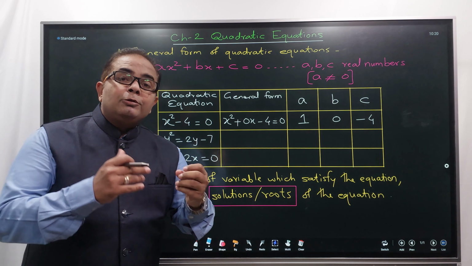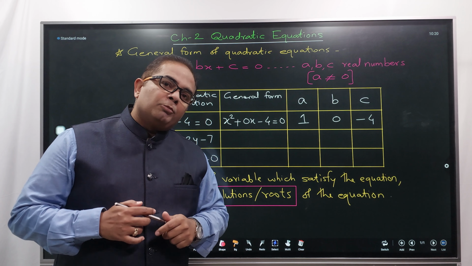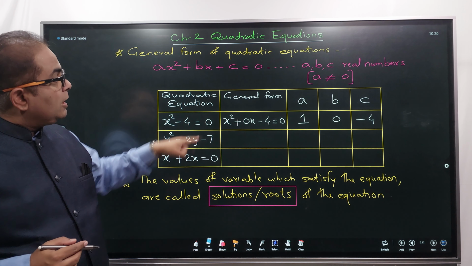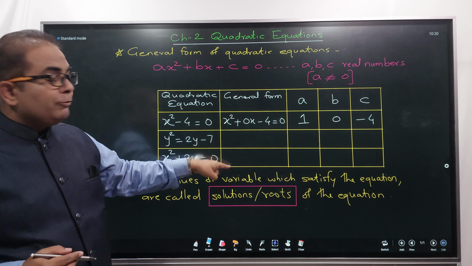Okay, now let's solve this table which is given in your book. What have they given? Quadratic equations, general form we have to write, a b c values we have to write. The first one they have already solved: x square minus 4 is equal to 0.